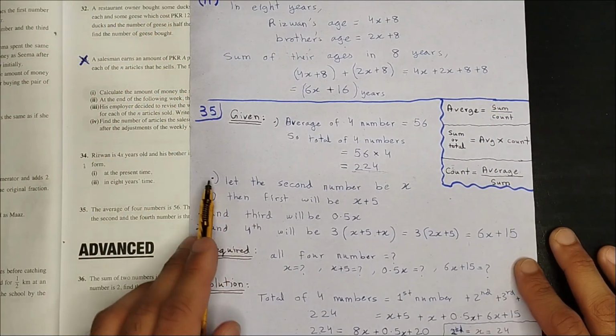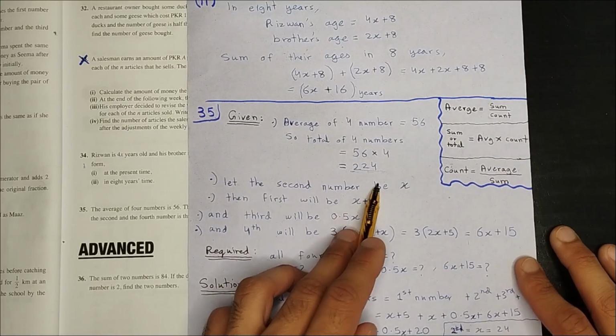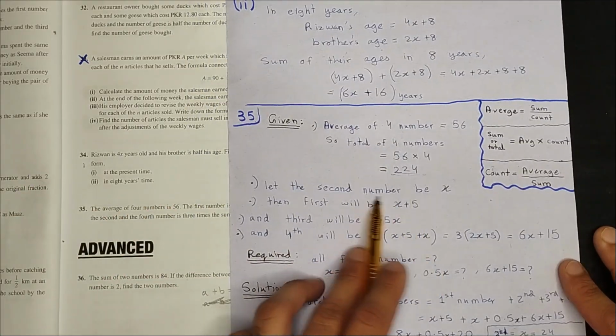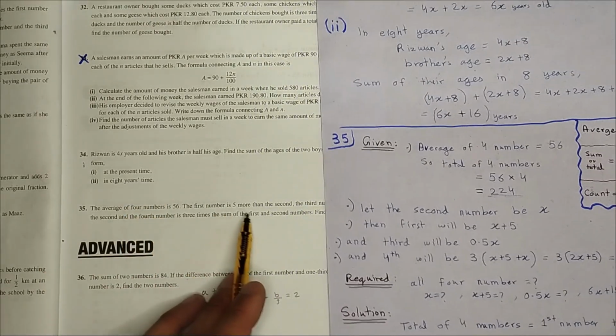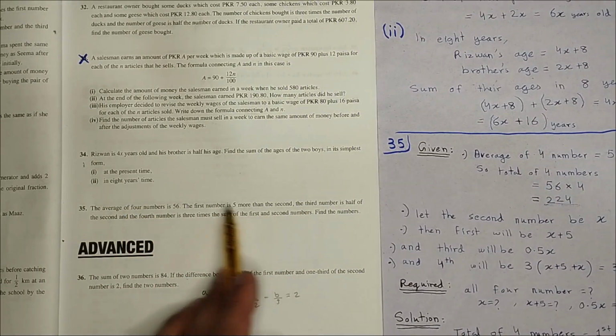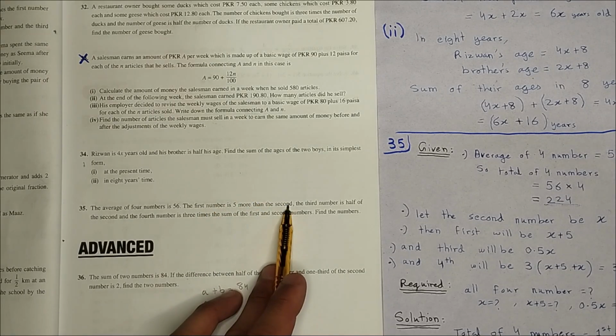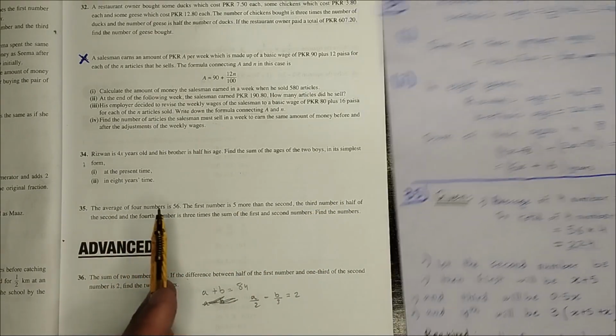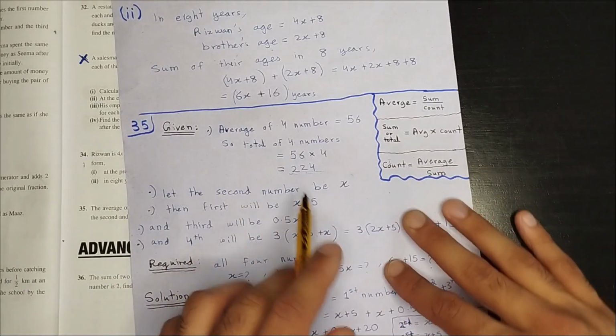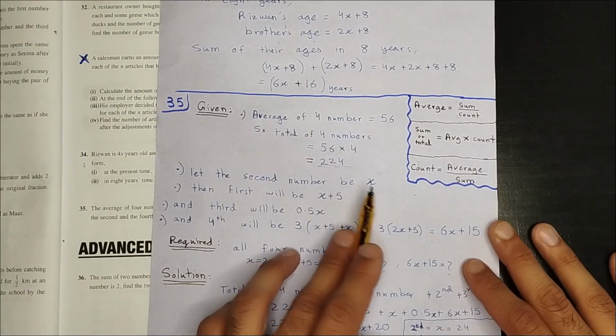Okay, then let the second number be x. Why did we take the second number as x? Because in the question, the first number is being described in terms of the second one, and the third number is also being described in terms of the second one. So the second one is the most basic one here. That's why we take the second number as x.